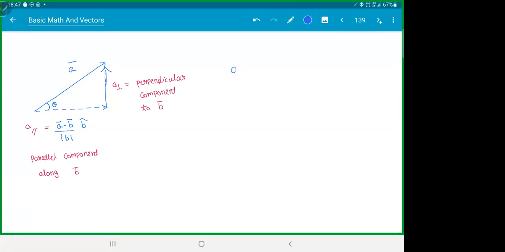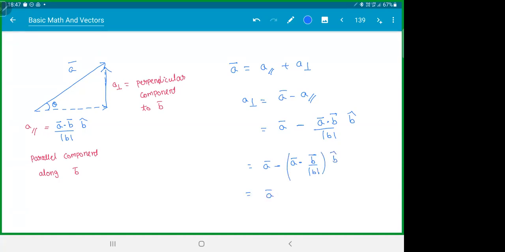Now we know from the triangle of vectors, A bar is nothing but A parallel vector plus A perpendicular vector. So A perpendicular will be A bar minus A parallel vector. So this will be A bar minus A bar dot B bar by mod B into B cap. You can simplify this further: A bar dot B bar by mod B bar into B cap. B bar by its own magnitude will become a unit vector. This is a component perpendicular to B bar.